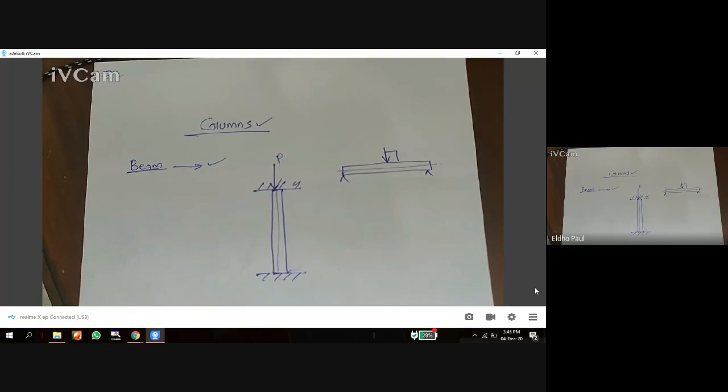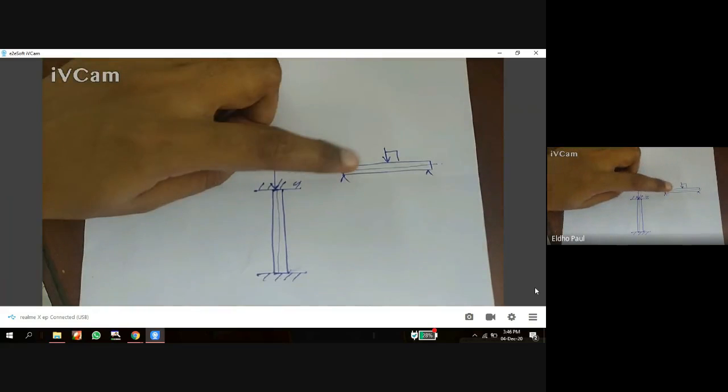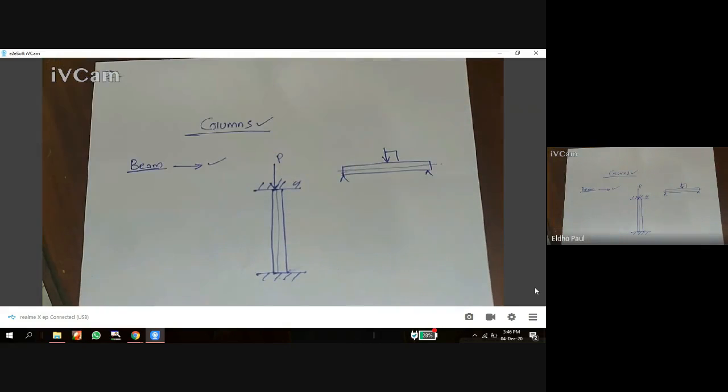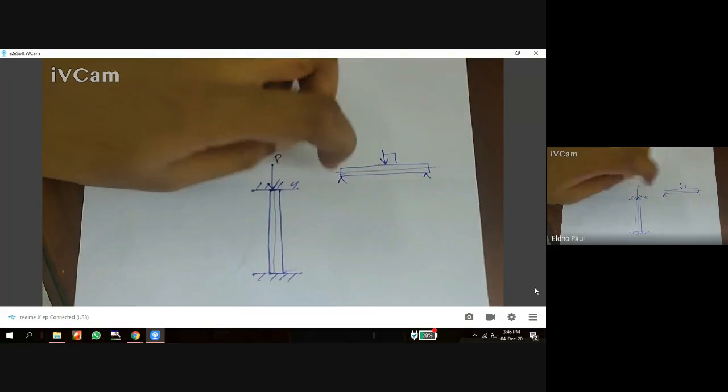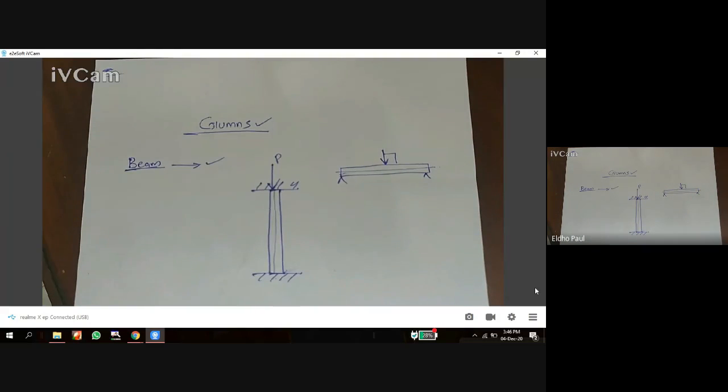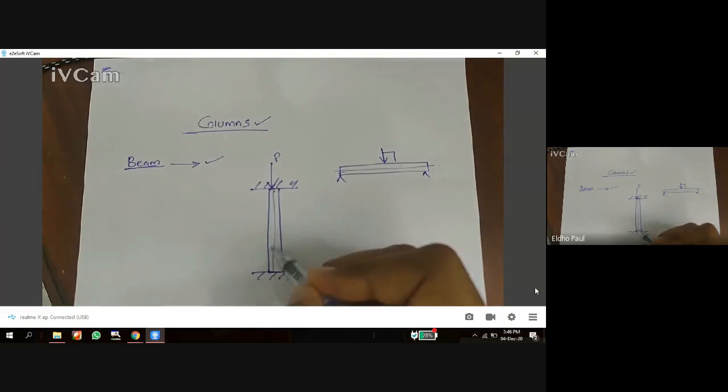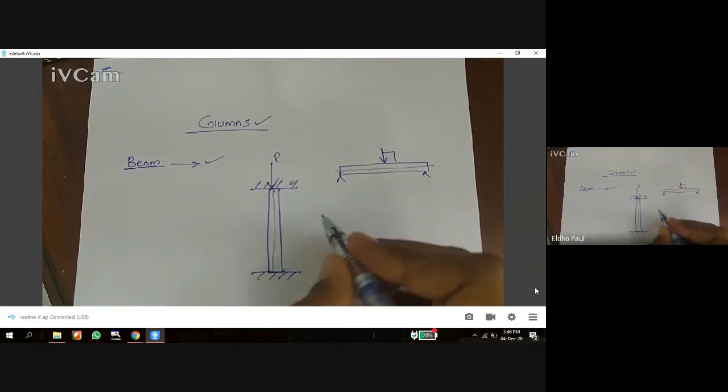The beam is a horizontal member of a structure which resists the transverse load acting on the member. What is the purpose of a beam? To resist the transverse load, the load acting perpendicular to the axis of the member. The vertical member resists axial load, the load acting along the axis, or eccentric load. It may also be eccentric.